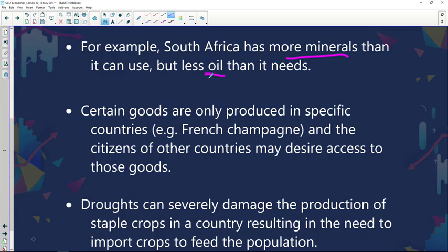Then moving on, we look at the fact that certain goods are only produced in specific countries, for example, French champagne, and the citizens of other countries may desire access to those goods. So there are goods that are only produced in specific countries, and you may find that there are some citizens in South Africa that would prefer to have access to those goods, and therefore trade will take place between us and those countries that produce specific goods. So I've made an example there with French champagne. Obviously, France will be the producer and the supplier of the champagne, hence it's called French champagne.